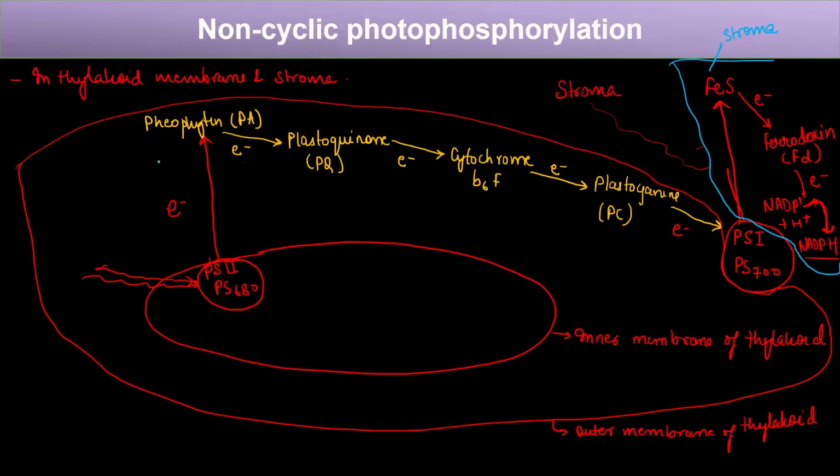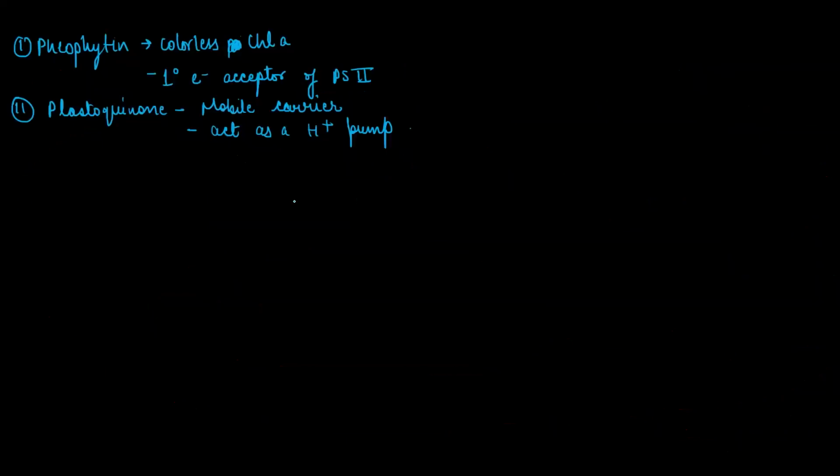Okay, so this plastoquinone is present in the membrane, right? So all this is happening in the membrane. The hydrogen ion that is present in the stroma, it will pump across to the lumen. So this plastoquinone acts as a hydrogen ion pump. I'm writing: it transports hydrogen ion from stroma to lumen.